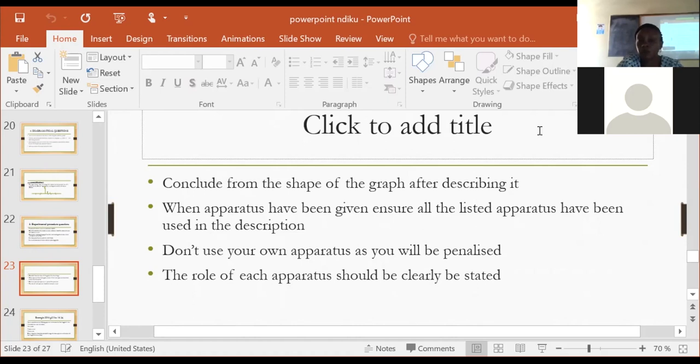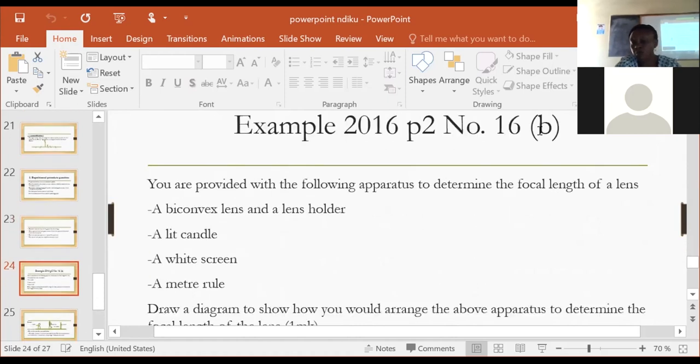For example, we have this question of 2016, whereby the student was given apparatus to draw a diagram: a convex lens, a lens holder, a lit candle, a white screen, and a meter rule. Draw a diagram to show how you would arrange the above apparatus to determine the focal length of the lens.